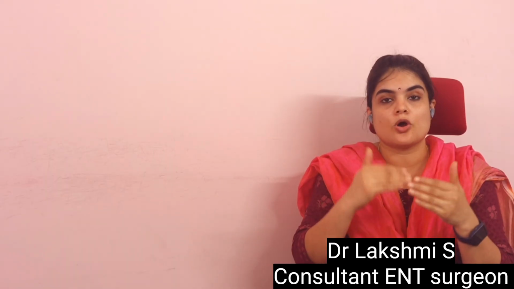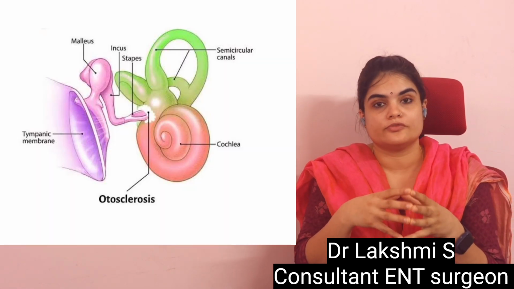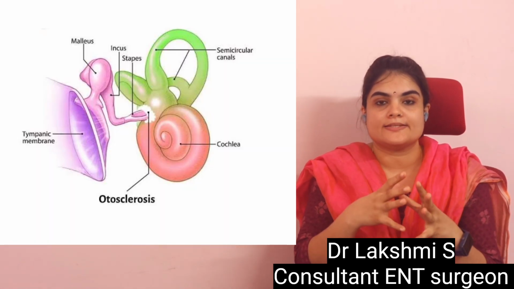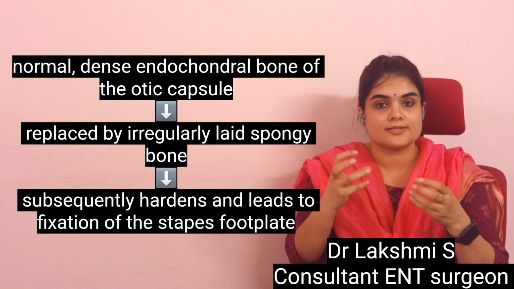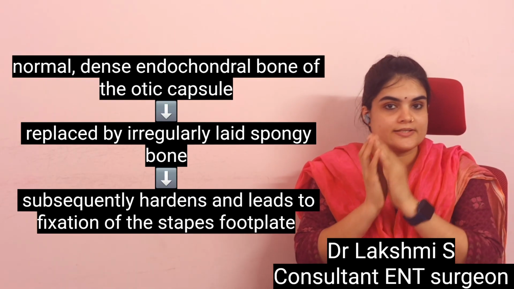So what happens is the normal enchondral bone of the otic capsule is replaced initially by spongy bone, and then this hardens to become a sclerotic focus, that is otosclerosis.